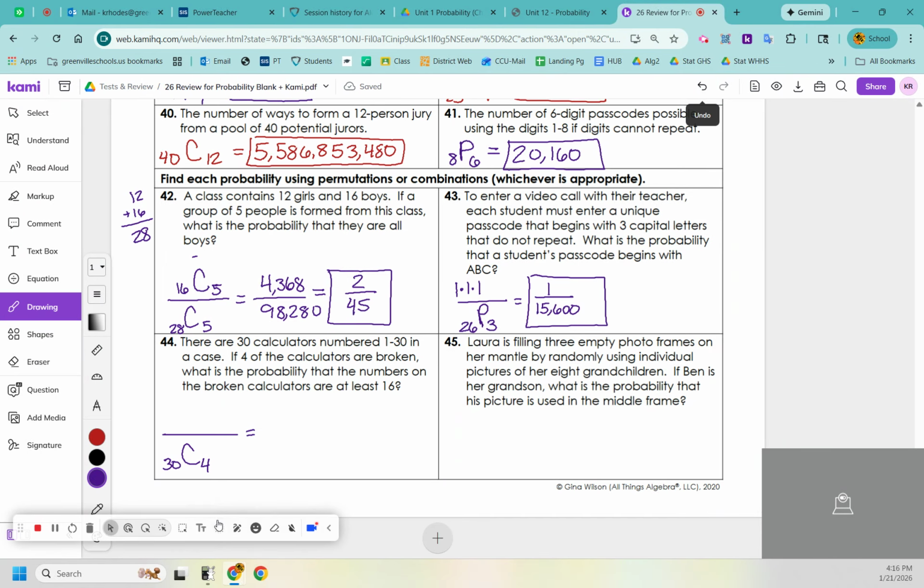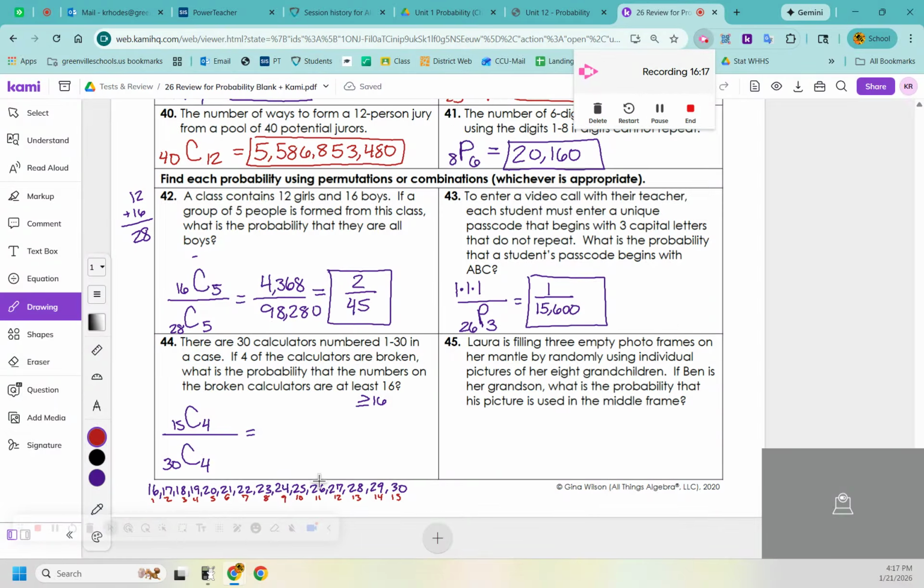30 combination of 4. On top, we want to know what is the probability that the number on the broken calculator is at least 16. At least 16 is 16 or more. That's how many total we're choosing from. So how many would make it successful? Out of this many, 16 all the way to 30, and we're still choosing 4. That's 15. I'll write them all down real fast.